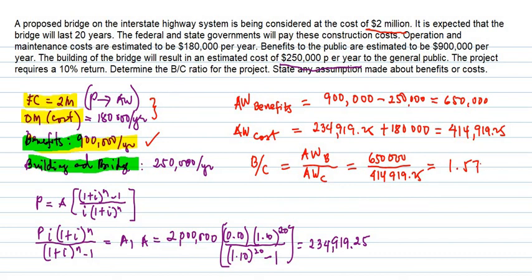So that is equivalent to 1.57. Since B over C, the benefit cost ratio, 1.57, is greater than 1.0, the project is acceptable, and it is beneficial to the community. So the government will have to move ahead with this project because it is beneficial. The benefit and cost ratio is greater than 1, which in this case is equivalent to 1.57. So that ends our discussion.